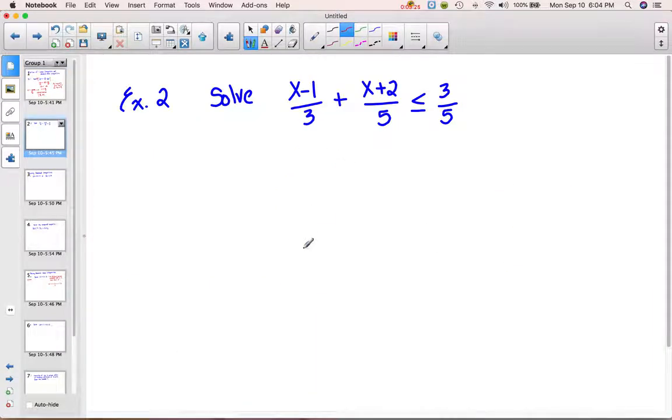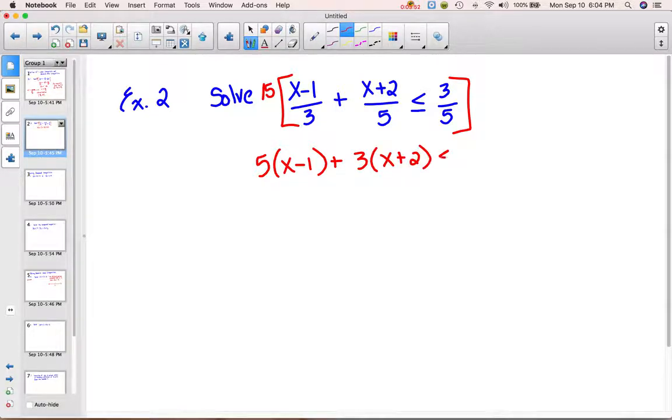Okay, example 2. Another fraction problem. I'm picking these because I know those are ones that you need more practice with. So I'm going to do fraction busters. And here I'm going to multiply by a 15 when I see the common denominator. So 3 goes into 15 5 times. So I'm going to have 5 times the quantity x minus 1. 5 goes into 15 3 times. So I have 3 times the quantity x plus 2. And 5 goes into 15 3 times, so I'm going to have 3 times 3, which is 9.